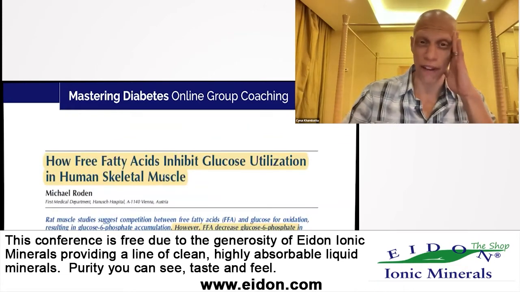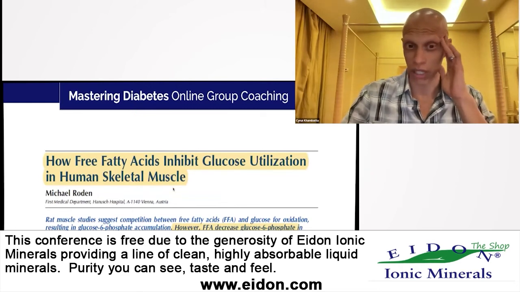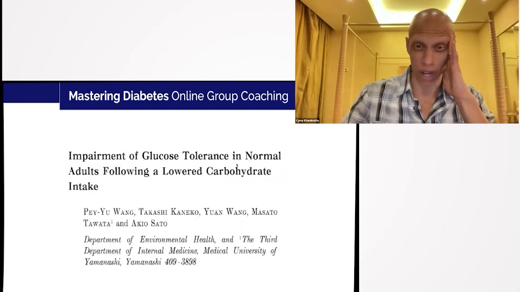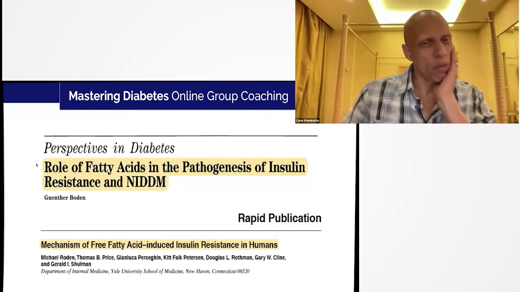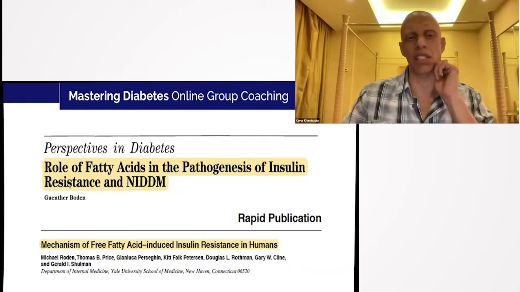And then I read more, how free fatty acids inhibit glucose utilization, basically block the use of glucose in human skeletal muscle. That's interesting. They're talking about free fatty acids. Okay. Impairment of glucose tolerance, which is basically impairment of insulin sensitivity in normal adults following a lowered carbohydrate intake. Oh, that's interesting. You're telling me that if I lower carbohydrate and increase fat, I can suppress insulin sensitivity? That's weird, right? The role of fatty acids in the pathogenesis of insulin resistance and non-insulin dependent diabetes. It's like, why are they saying fatty acids again? We're talking about fatty acids causing insulin resistance. The mechanism of free fatty acid induced insulin resistance in humans. Well, wait a minute, this is interesting, right?